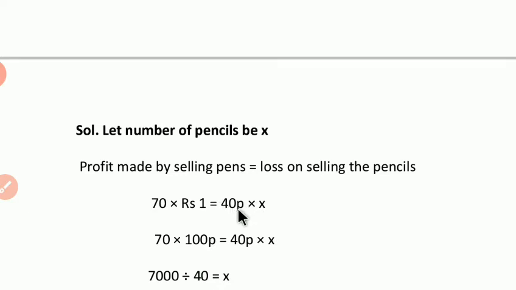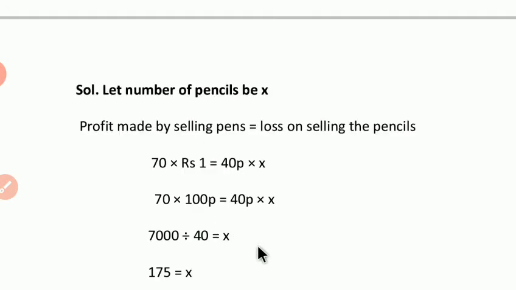We have taken the number of pencils as x. So x is multiplied by 40 paise, because on one pencil she gets a loss of 40 paise, so for x pencils she will get a loss of x into 40 paise. Now first we will change into the same unit. It means rupees 1 also we have to change into paise. We know that rupees 1 is 100 paise. So 70 into 100 is equal to 40 paise into x.